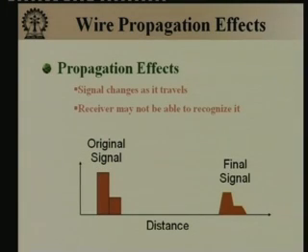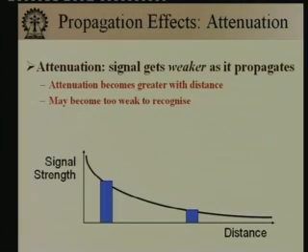So, the one is that as a signal propagates, it changes as it travels. So, the receiver may not be able to recognize it as such. For example, this shows an original signal and the final signal. Now, this kind of change and distortion may be attributed to the following effects.